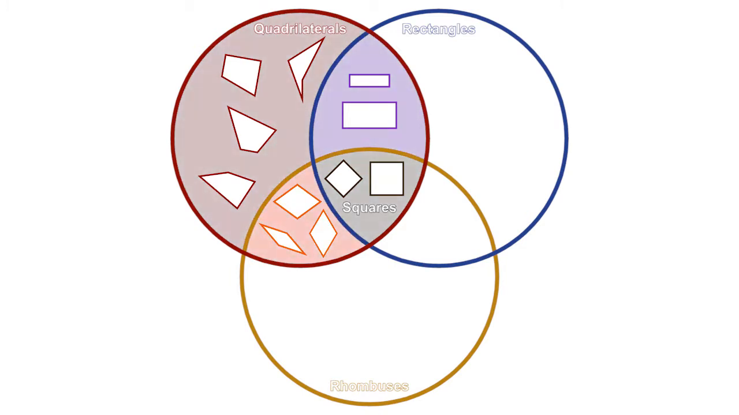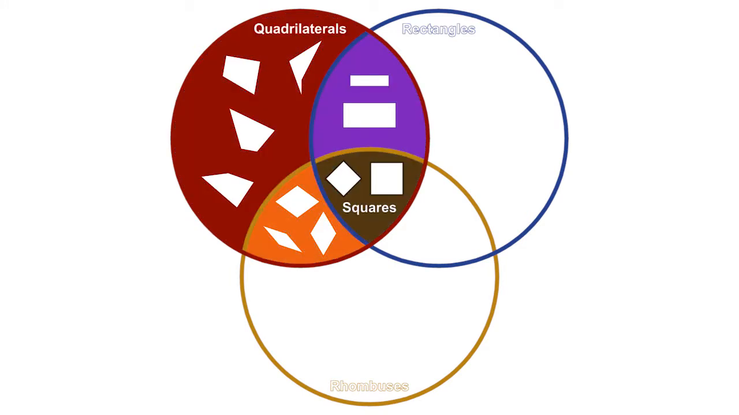Notice that the rectangle and the rhombus all overlap with quadrilaterals. This is because every rectangle, rhombus, and square is a quadrilateral with four sides. Therefore, these areas can be set within the boundaries of a quadrilateral.